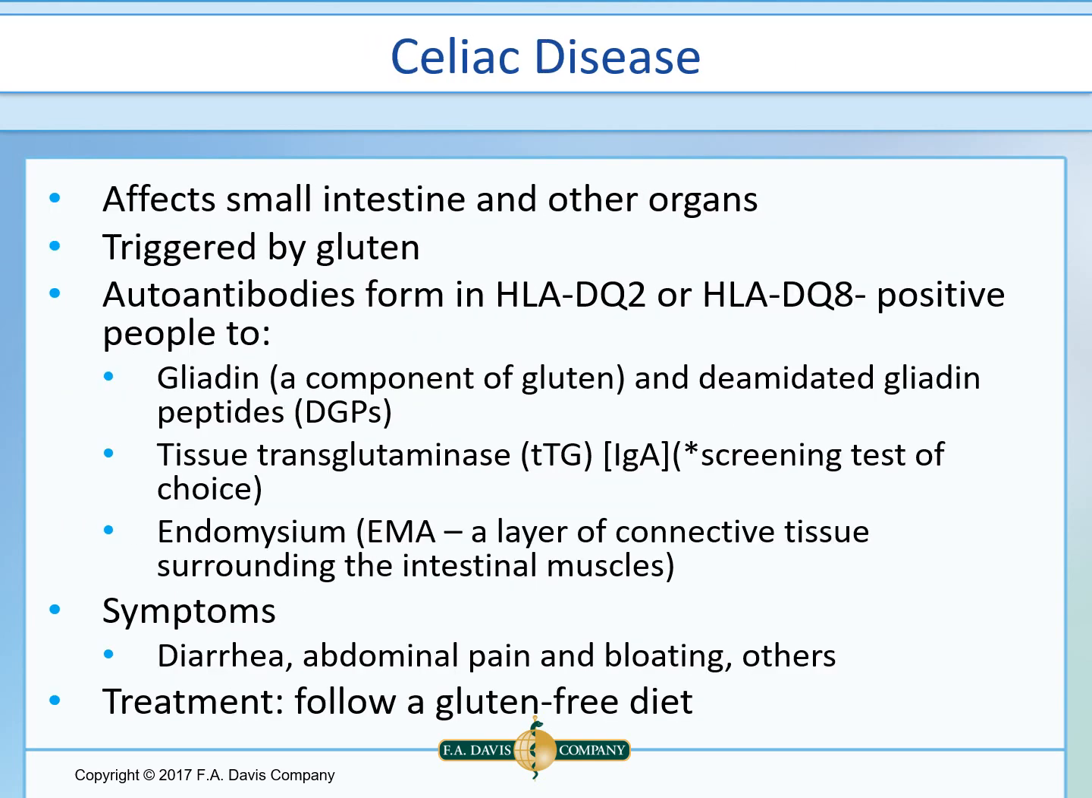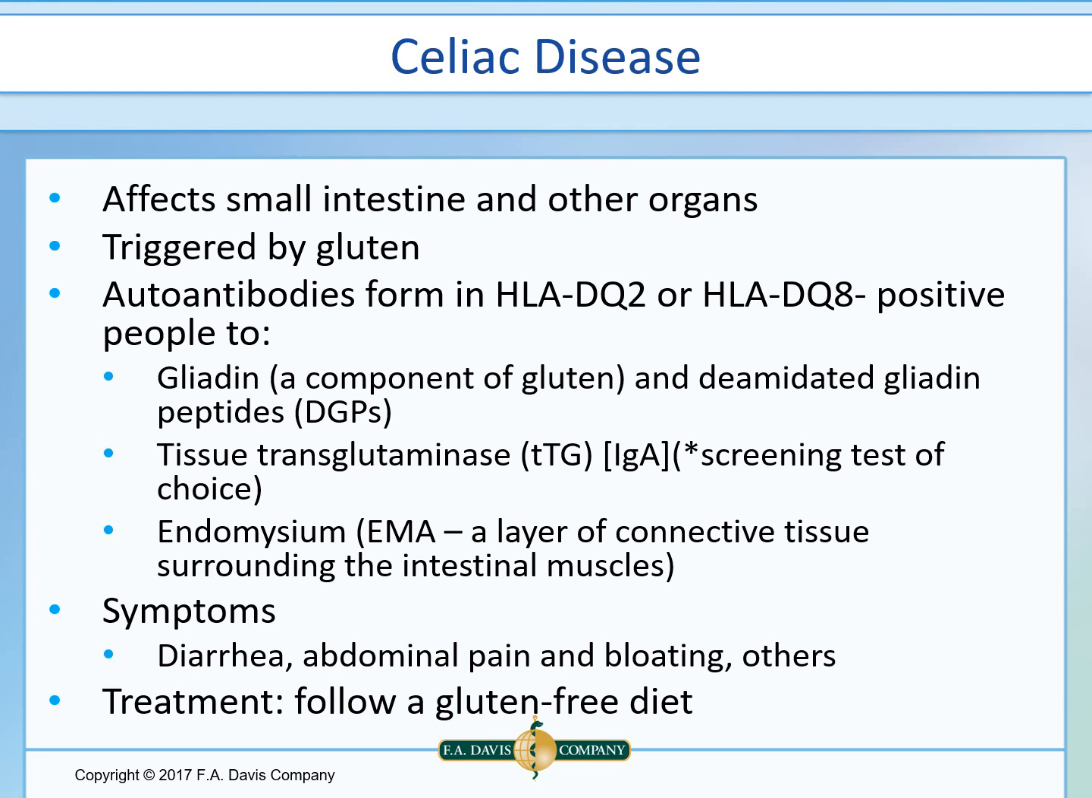Celiac disease is an autoimmune organ-specific disease in which the small intestines is affected. It's triggered by gluten, which is a protein complex found in wheat, barley, and rye. Autoantibodies form in HLA-DQ2 or HLA-DQ8 positive people to gliadin, a component of gluten, and deamidated gliadin peptides. These substances are resistant to digestive enzymes in the stomach, pancreas, and small intestines, and undigested gliadin can trigger an autoimmune response if it passes through the epithelial barrier of the intestines.